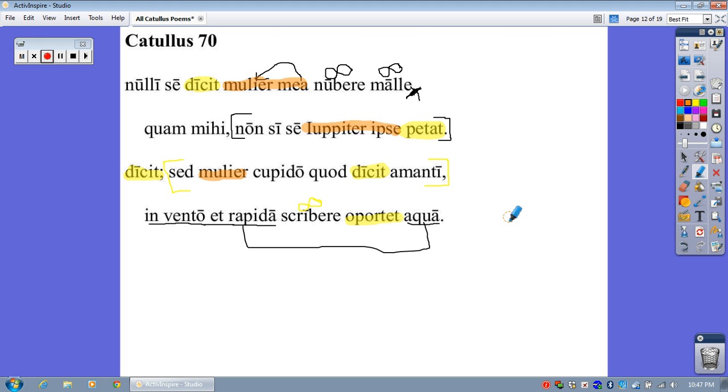So she says she prefers to be married to nobody than to me, not even if Jupiter himself asks her. She says it, but what a woman says to an eager lover, it is necessary, or it is proper, to write it in the wind and on the rapid water. Oh boy, something's happened here. Catullus is not necessarily trusting Lesbia at this point, but he is still madly in love with her. So we'll find out what happens next time on Latin Video Time.